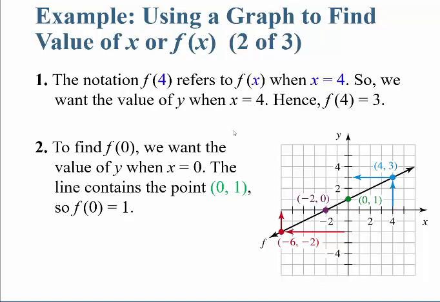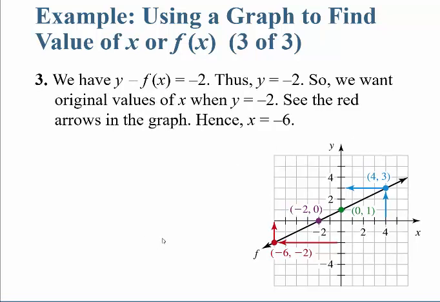To find f of 0, we want to find the value of y when x is equal to 0. So when x is equal to 0, go look up on the graph, boom, the y value is 1. So the line contains the point (0, 1). So f of 0 here is equal to 1.